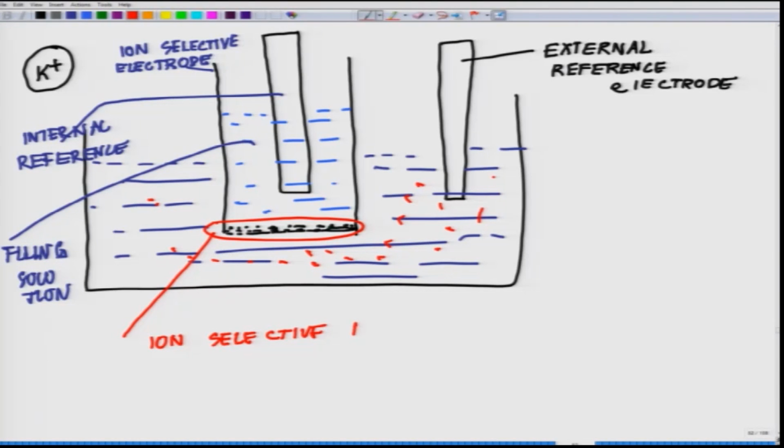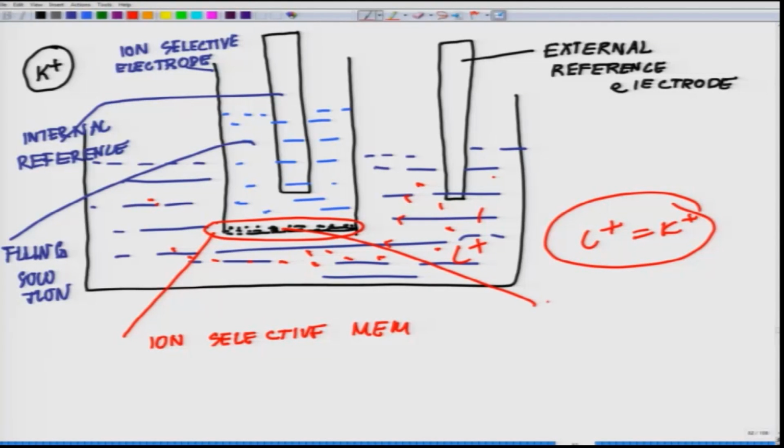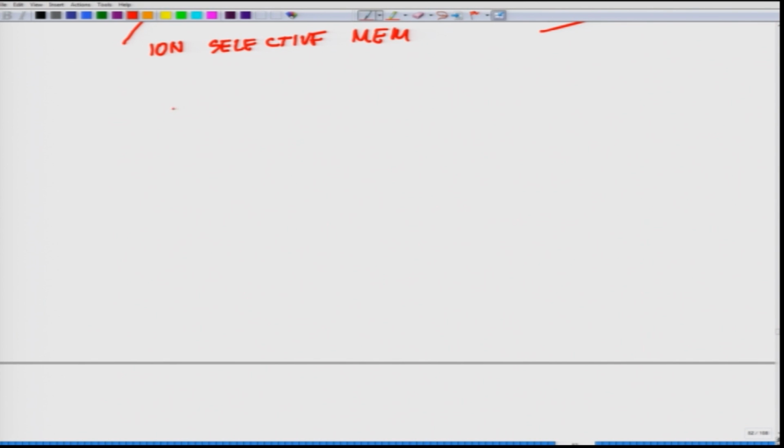These ion selective membranes are immersed in an aqueous solution containing the analyte cation, which we say is C plus. In this case, C plus is equal to K plus, what we are trying to measure. Typically, the membrane is made of polyvinyl chloride, PVC, impregnated with a plasticizer, which is dioctyl sebacate, a nonpolar liquid that softens the membrane and dissolves the ion selective ionophores. So, what are the ion selective ionophores used here? For potassium measurement, there is something called valinomycin.